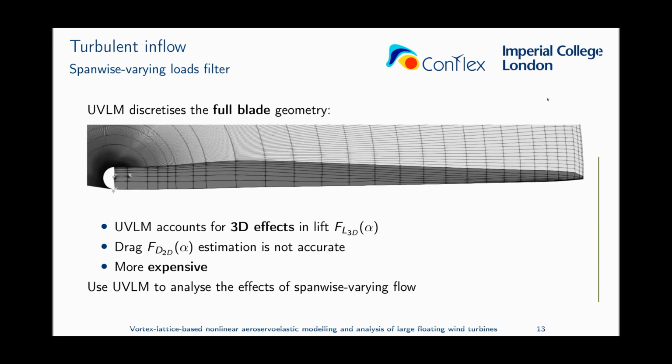Let's see what UVLM does with these cases. Here you have the blade mesh with UVLM. You see that we mesh the span-wise direction, and we also mesh the chord-wise direction. UVLM inherently accounts for these three-dimensional effects. We are going to focus on lift because we have already said that the drag in UVLM is not good enough to use. UVLM is more expensive than BEM, but our idea is to study this span-wise varying flow with UVLM and see if we can apply it to BEM somehow.